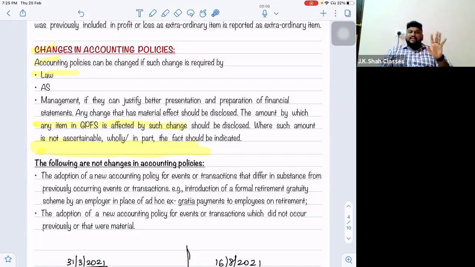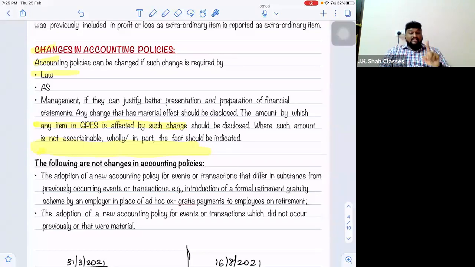Means, sir, we were doing certain transaction in our enterprise. For those transactions, we had a policy. Right? For every different type of transaction, we have different policies. So we were doing certain transactions, and for those transactions, we had a policy. Now we decided that we will switch the transaction itself. Means we will not do the old transactions now. We will rather enter into new transactions.